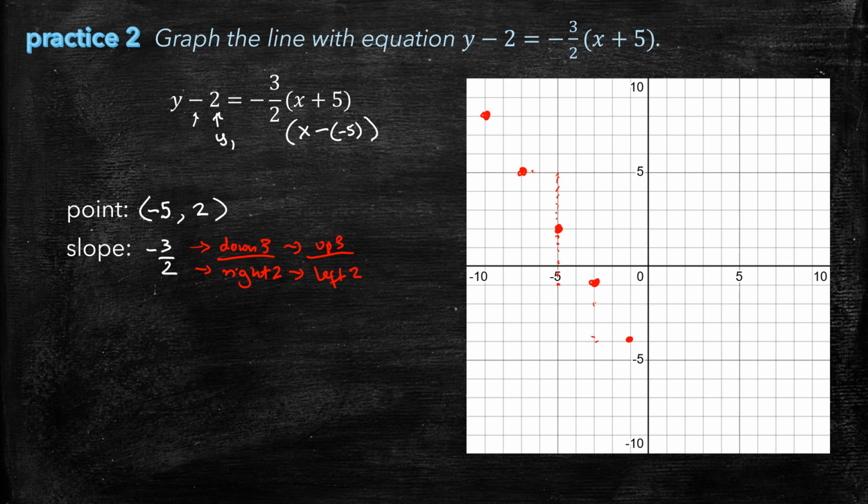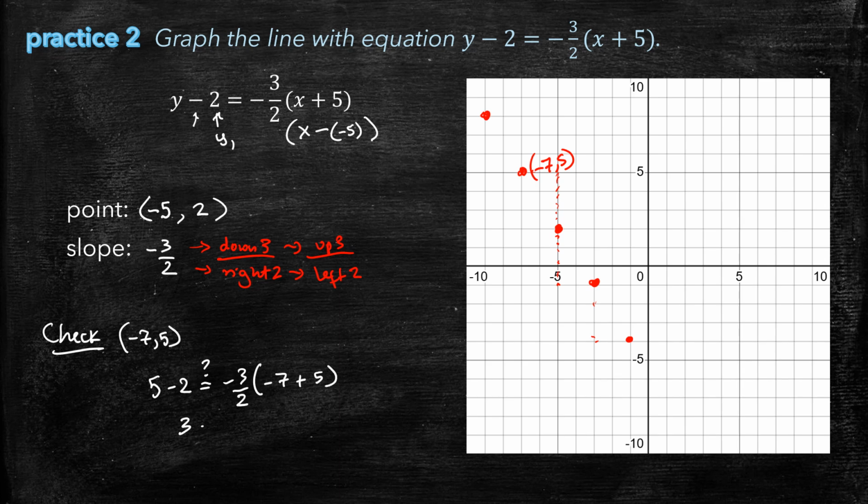Now, one good thing to do to make sure that you've interpreted it correctly and graphed it correctly with the slope is just to check that a point actually works. So let's take the point, this one here. This is -7, 5. Let's make sure that it actually lies on our line. So let's check this point and plug it into the equation. So y is 5 minus 2. And we're wondering if this works out to be the same as -3/2 times -7 plus 5.